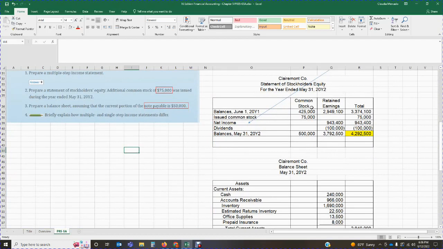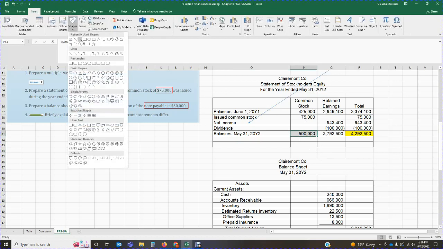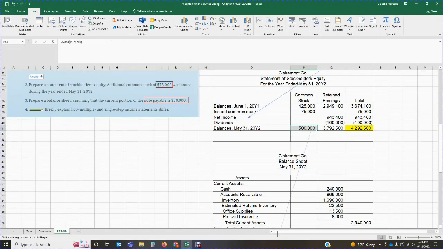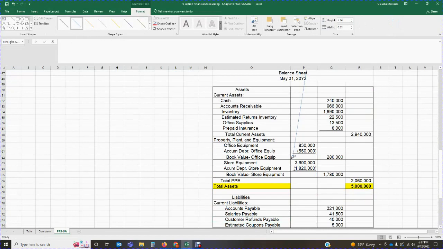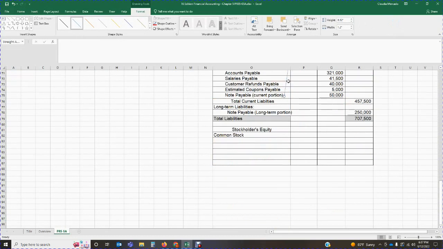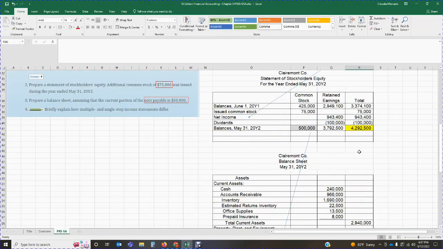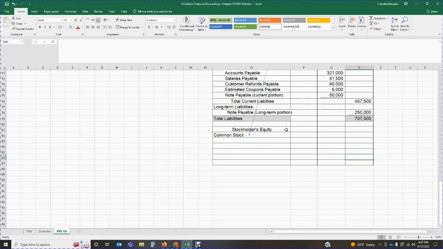Okay, so common stock. We're going to pick up this number right here, that 500,000 from your statement of stockholders' equity. That is going to go from here. We are going to bring it down all the way over here. So your common stock is $500,000, and we're going to bring it over. 500,000.